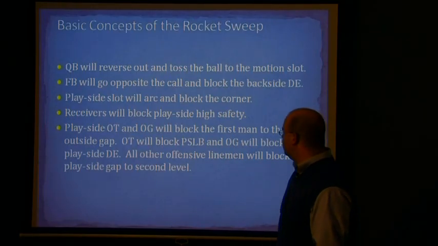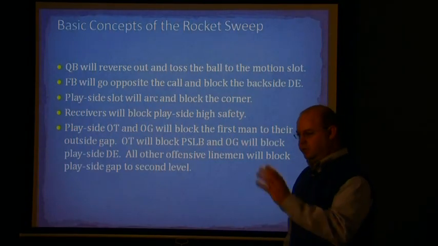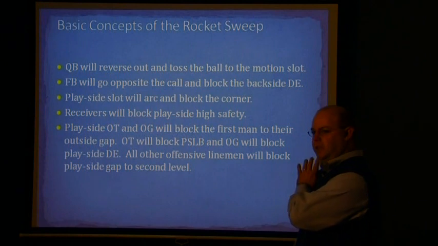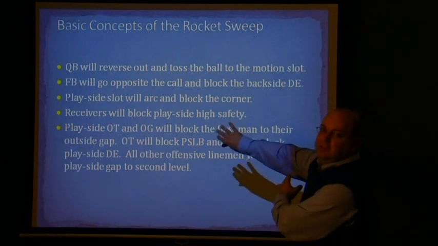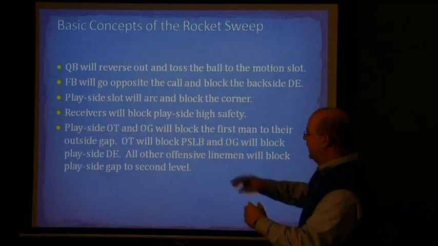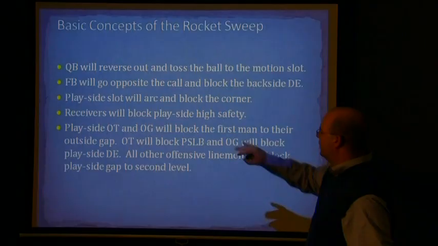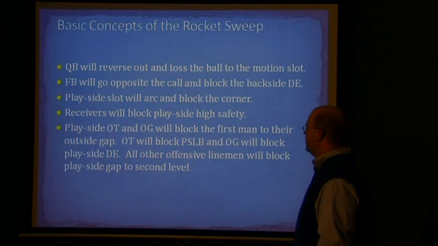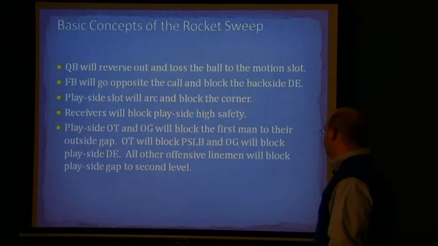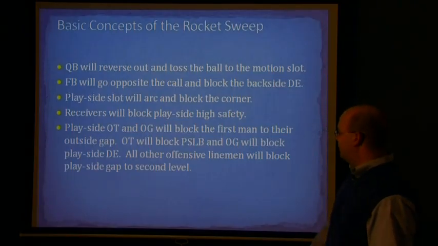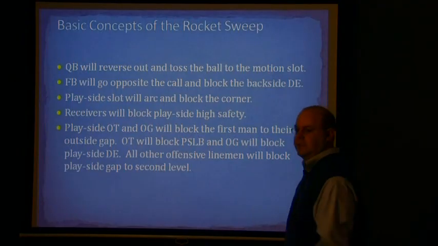The play side offensive tackle and guard will block the first man to their outside gap. So, for example, if there's a 3 technique or an outside shoulder player, he's not trying to block him, he's trying to get to the next man outside, all right? And now our tackle's trying to get clear to the outside to pick up any scrape backer or any backside safety. The offensive tackle will block the play side linebacker, and offensive guard will block the play side DN. All other offensive linemen will block their play side gap to the second level.